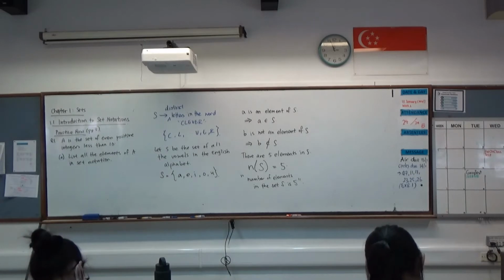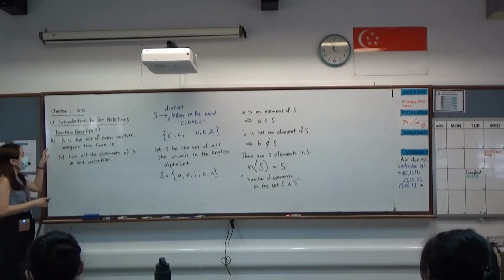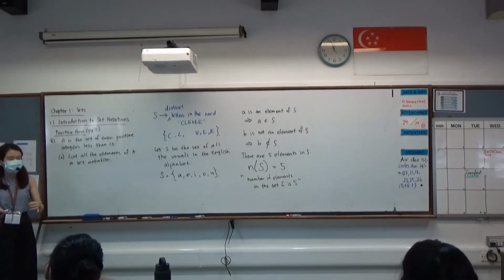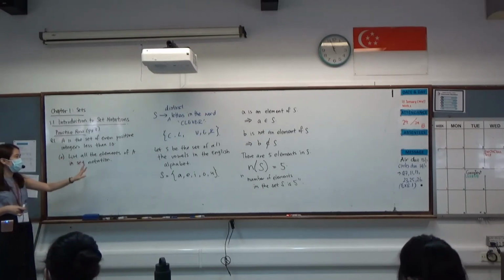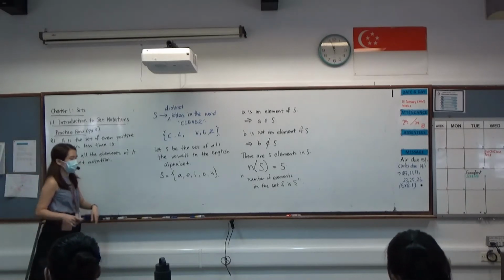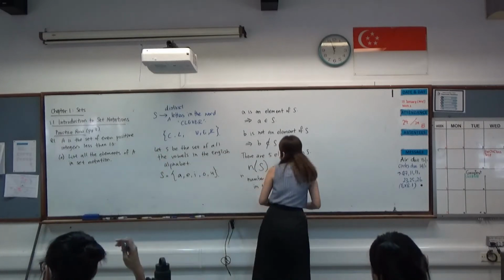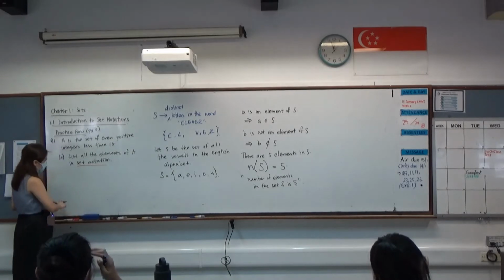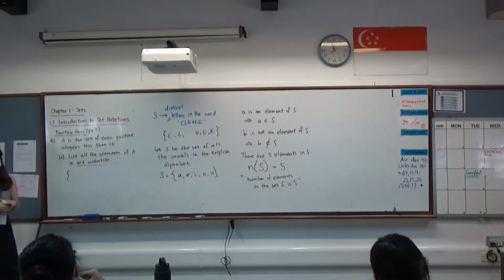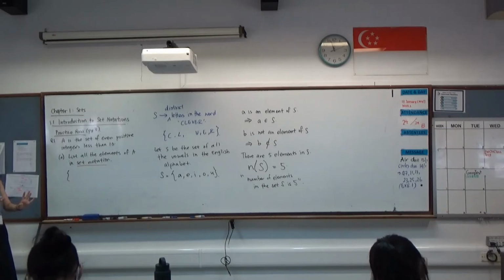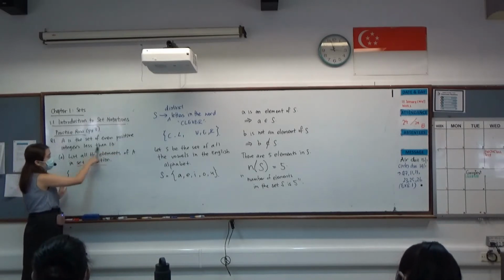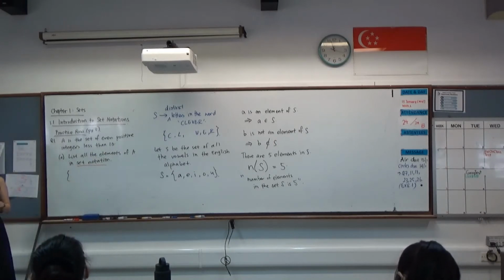Page 3 of your practice, question 1. We have that A is the set of even positive integers less than 10. In part A, we want to list all the elements of A in set notation. So we need to write it out in our curly brackets form, and then list out all these elements. That means listing all the numbers that are even, positive, and less than 10. What would they be?